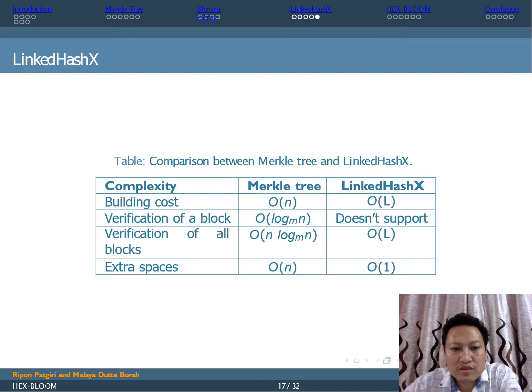This is the comparison cost between the Merkle tree and Linked HashX. Merkle tree building cost is O(n), and Linked HashX is O(L). Verification of a block is O(log n) in the Merkle tree, whereas Linked HashX doesn't support partial verification of a data block. Verification of all blocks in the Merkle tree is O(n log n), and Linked HashX is O(L). Extra space complexity of the Merkle tree is O(n), whereas Linked HashX is O(1).